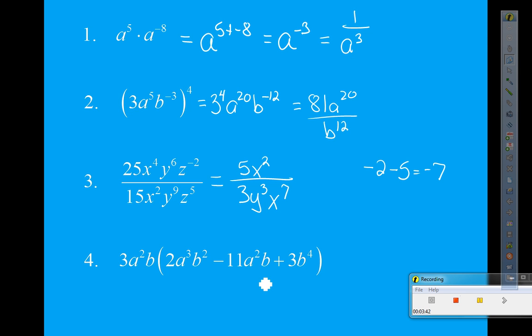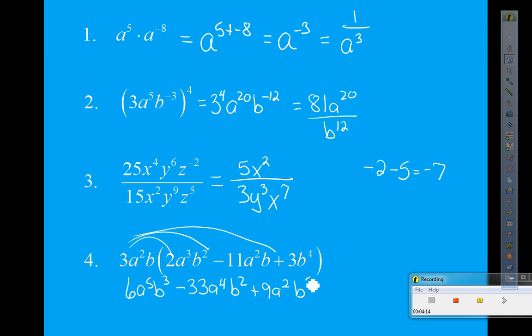Here's my number 4. I need you to remember that when we're multiplying here, the rule is you add the exponents, multiply the coefficients. So this becomes 6, a to the 5th, b to the 3rd, minus 33, a to the 4th, b squared, plus 9, a squared, b to the 1 plus 4 is 5. Now then stop. There's no like terms there, so you can't simplify those. So we're done.